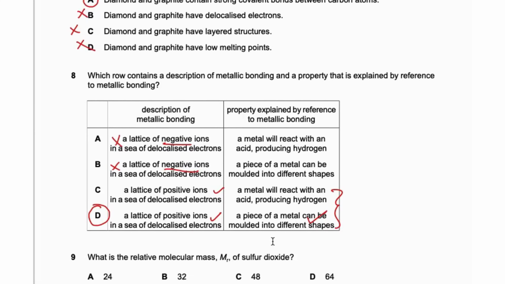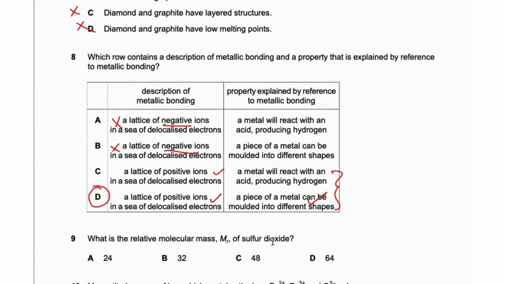Now question number 9. What is the relative molecular mass of sulfur dioxide? Mr of sulfur dioxide, SO2: sulfur 32 plus 2 times 16, which is 32. So altogether it is 64. All these are wrong. So the right answer is 64. The relative molecular mass Mr of sulfur dioxide is 64. 9D.